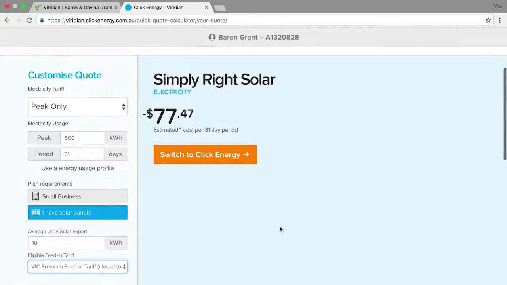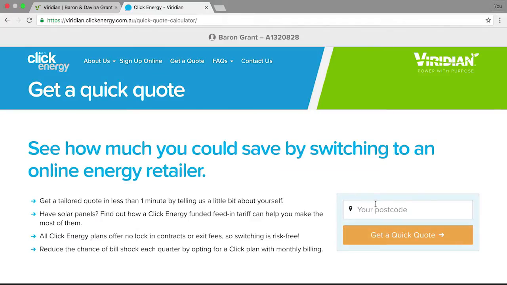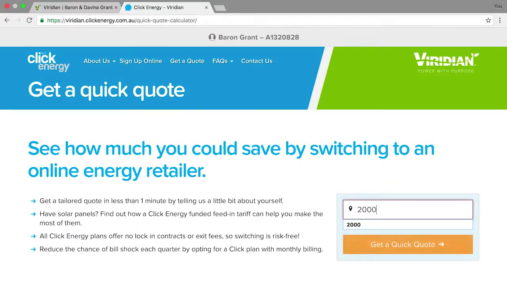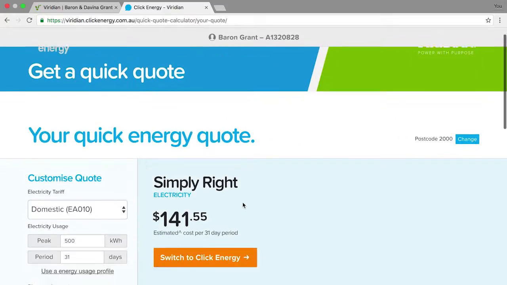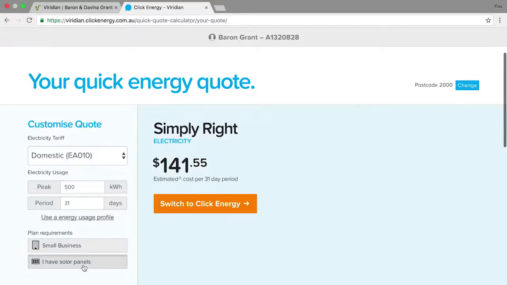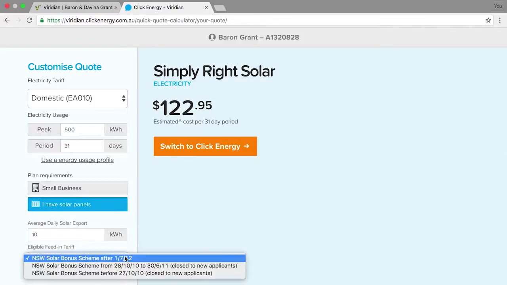So that is for Victoria. Let's now do a quick overview of some of the other states. Let's look at New South Wales, 2000. So as always, we need to choose I have solar panels. Then enter the average daily usage as normal. Now let's talk through the eligible feed-in tariff for New South Wales.